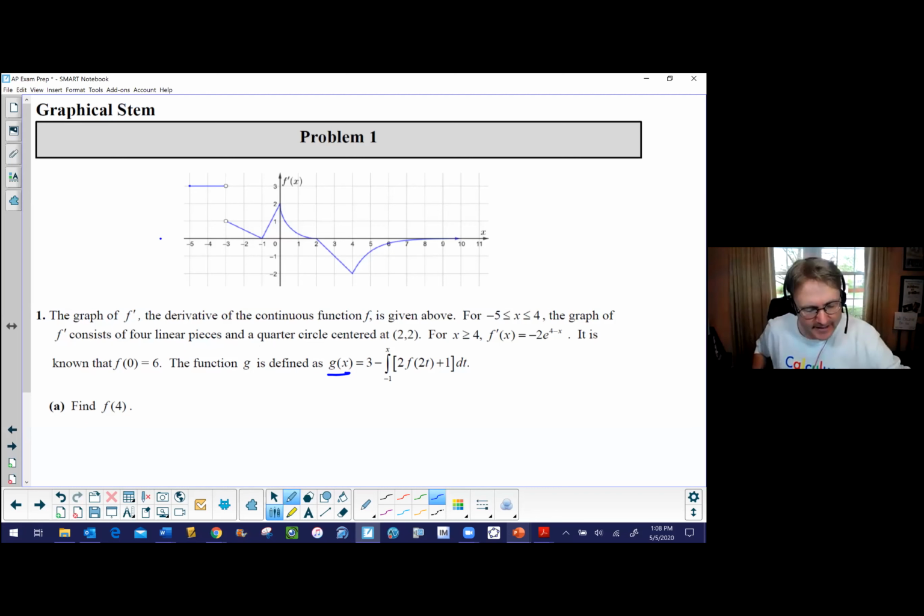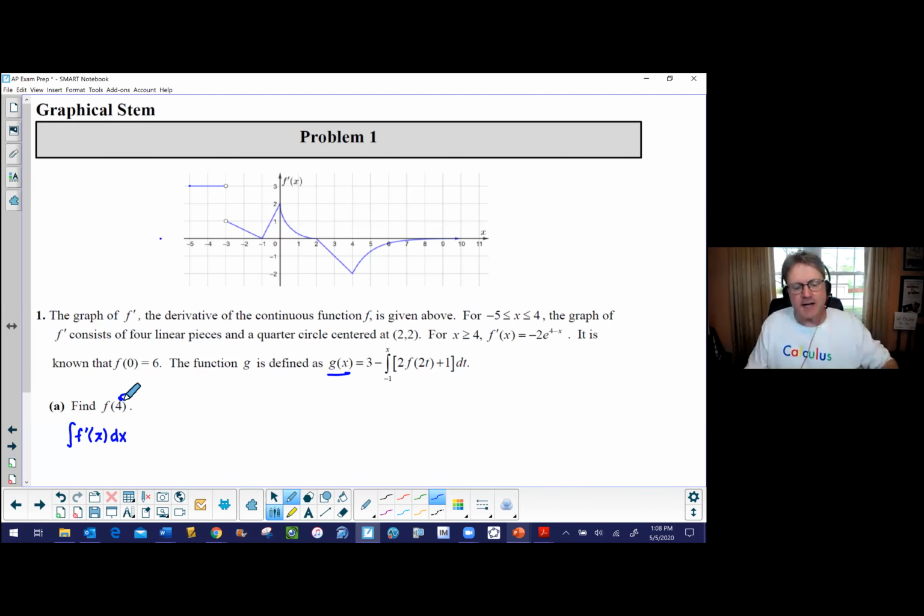Now, if we decide that we do want to integrate the graph of f prime, we have to think about it from a standpoint of boundaries. We have to start somewhere, we have to end somewhere. And given the fact that f of 4 is something that we're trying to find, it's very likely that we probably want to include 4 as one of our boundaries. But that's half the battle. We have to figure out what the other boundary is going to be.